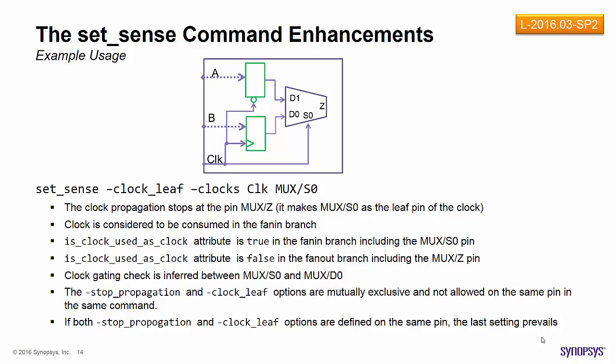The -stop_propagation and the -clock_leaf options are mutually exclusive and not allowed on the same pin in the same command. If both -stop_propagation and -clock_leaf options are defined on the same pin, the last setting prevails.